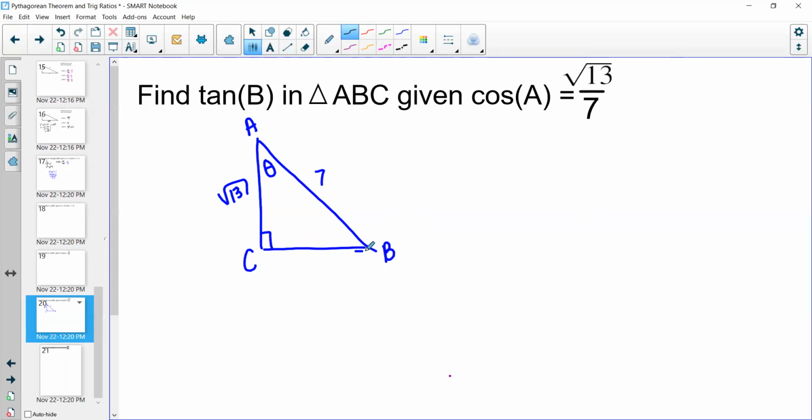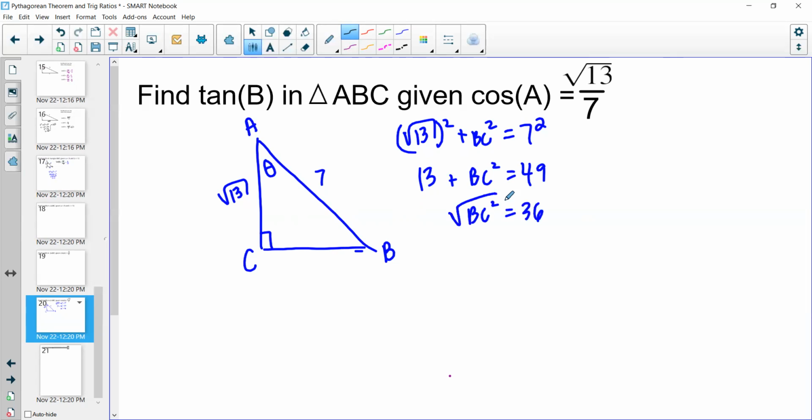So how can we find this length BC? Well, we have to use that Pythagorean theorem. So the square root of 13 squared plus BC squared equals 7 squared. So this is 13 plus BC squared equals 49. If we subtract 13 from both sides, 49 minus 13 is going to be 36. So BC squared equals 36. If we square root both sides, we end up getting that BC is equal to 6. So this side is 6.